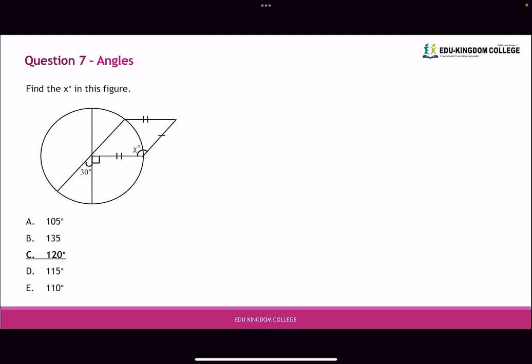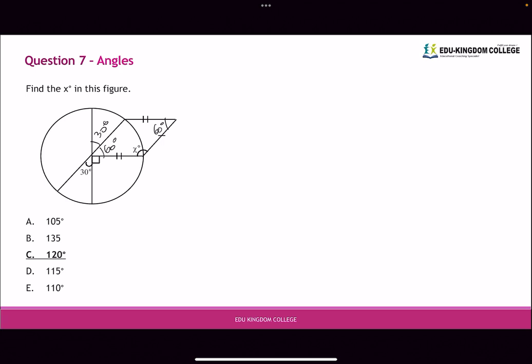Angles, this shouldn't have been too hard, so find x in this figure. This is going to be 30, which means that if this is 90 degrees, this is going to be 60 here. Okay, 60. What exactly is the angle of x? Okay, so this is 60. This is a parallelogram by the looks of it, so this is going to be 60 as well.